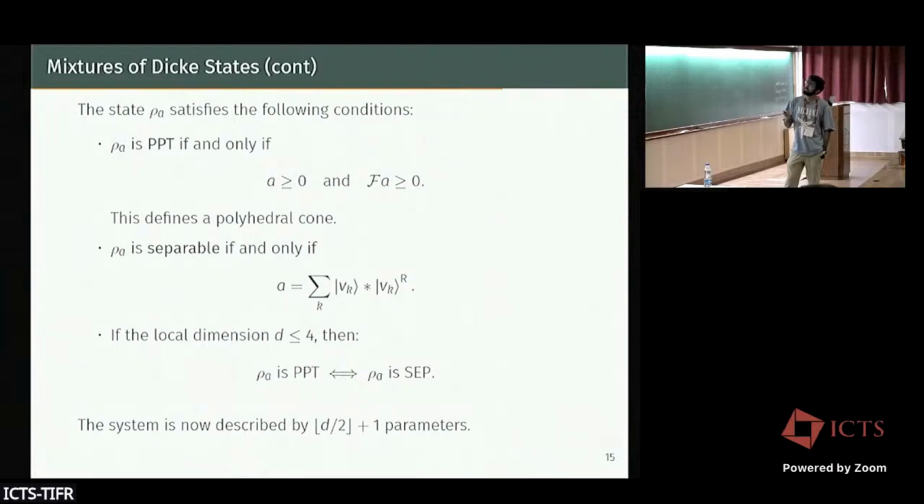So now rho A is PPT if and only if A is entry-wise non-negative and the Fourier transform is also entry-wise non-negative. And you see that these are two linear conditions. So this is now a polytope. The PPT cone becomes a polytope, and rho A is separable if and only if A has this convolution. This is the autocorrelation function of this VK, and you have a convex mixture of autocorrelations.